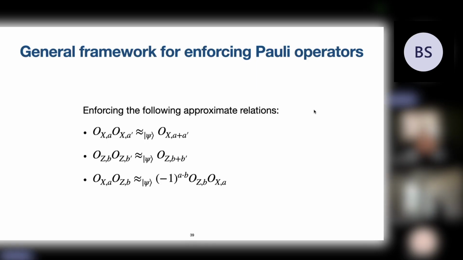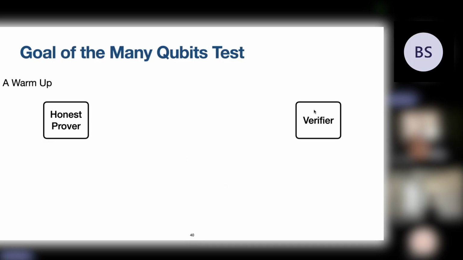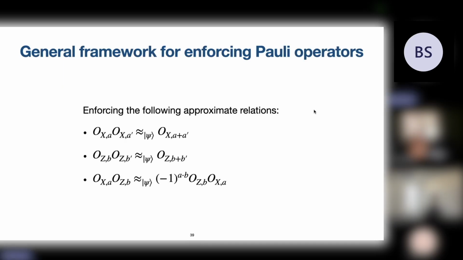The framework of obtaining measurements of Pauli operators is just enforcing the following approximation relationships. Once you have that, you are going to have a qubit. You are going to have the ability to measure X_A and Z_B. Basically, when we design the test, our goal is to have these three equations.